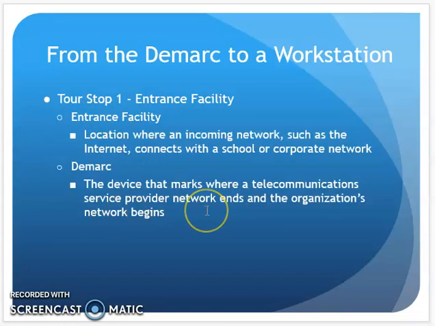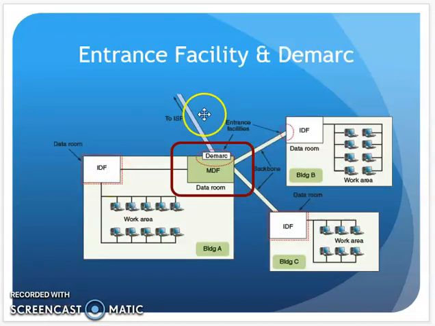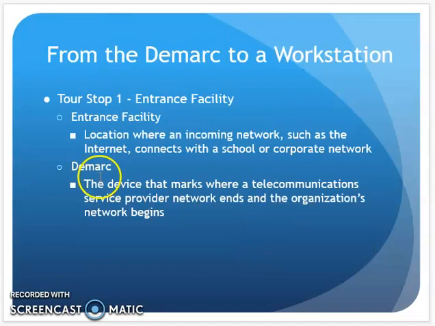So my entrance facility is the location where, usually like my ISP or my internet connection is coming into that building. And that would be kind of like the main closet of this building. Here's the entrance facility in this building. And that ends up usually being my main data closet. Main distribution frame is what it's going to be called. And the other thing they mention here is Demarc.